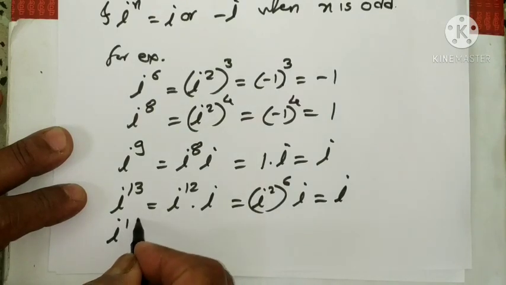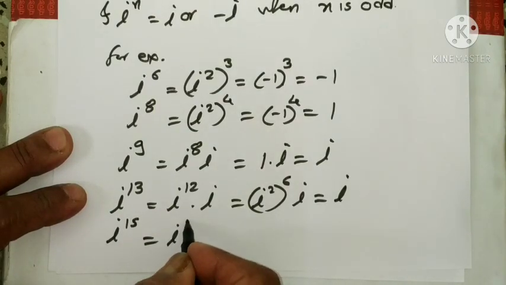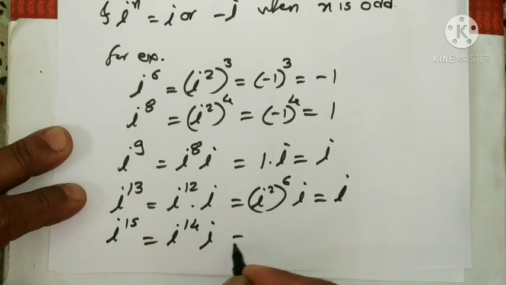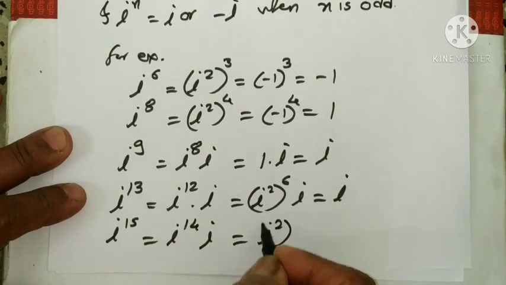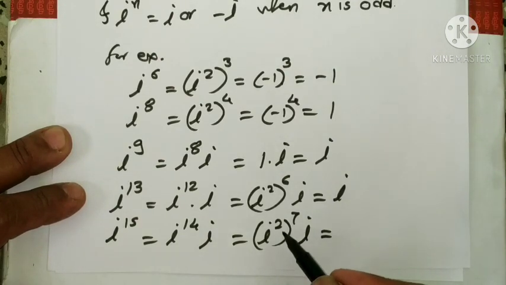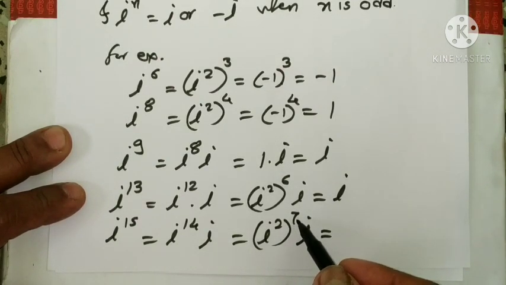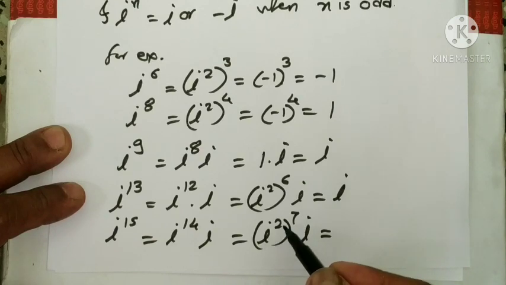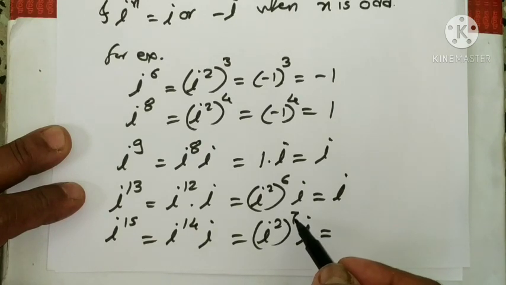i raised to 15 is equal to i raised to 14 into i, which is (i square) raised to 7 into i. The power of i square is 7, which is odd. The value of (i square) raised to 7 is minus 1. Therefore, the answer is minus i.